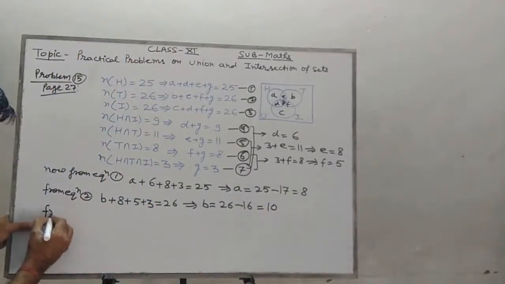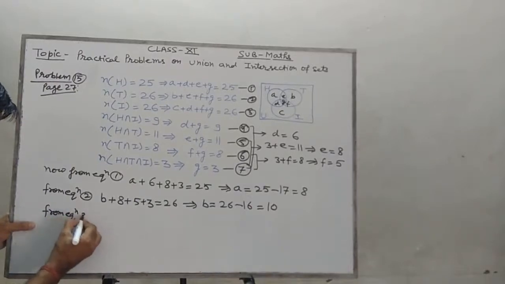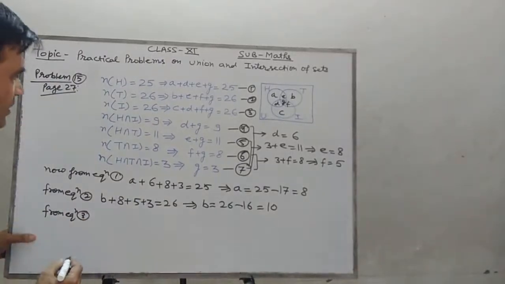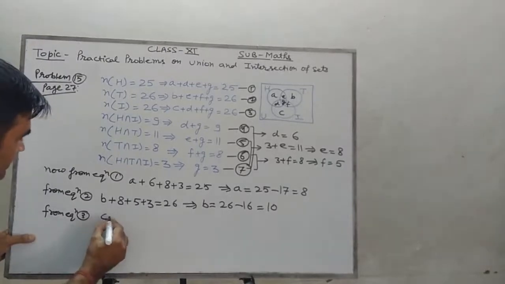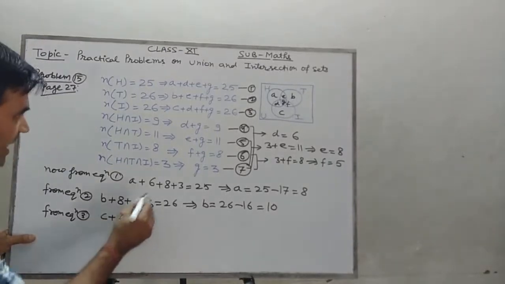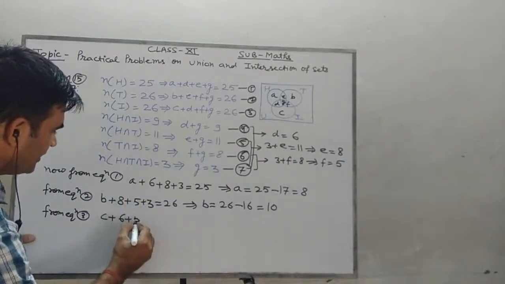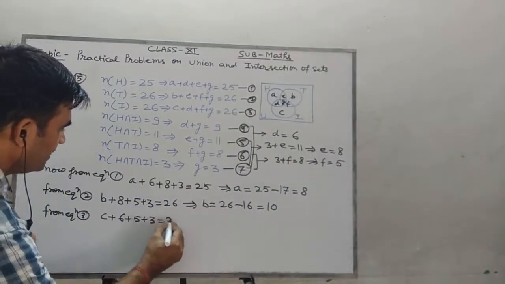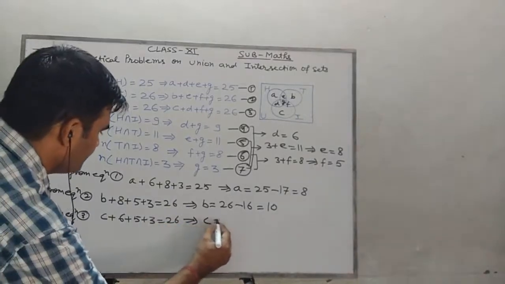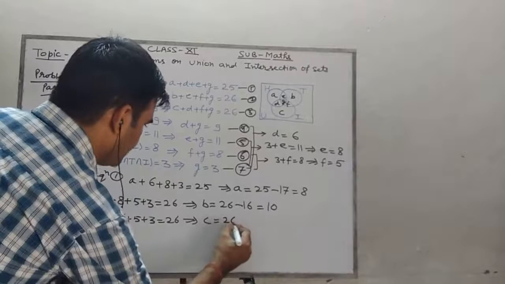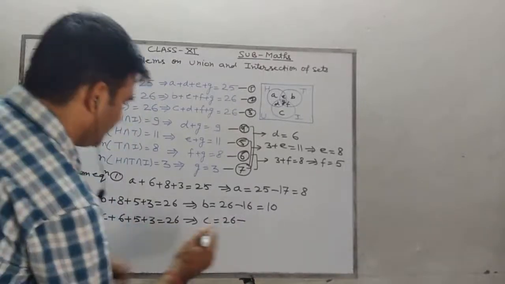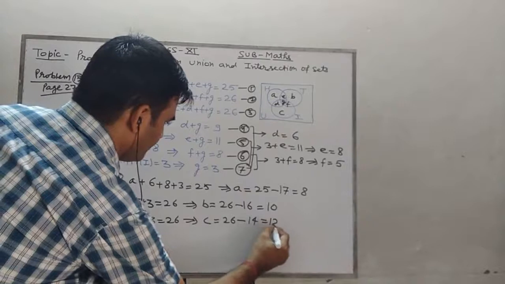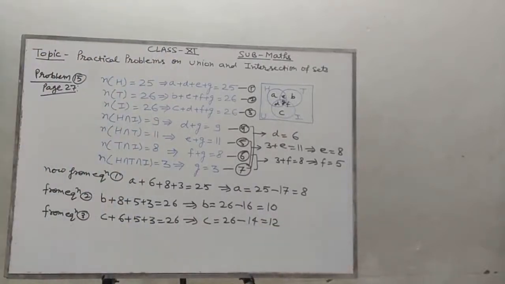Similarly, from equation 3 we have C plus D, D means 6, F means 5, and in place of G we will write 3, equals 26. This implies C is equal to 26 minus 14, that is 12. So we have found the value of all the unknowns. Now with the help of these we can easily answer every question that is asked.